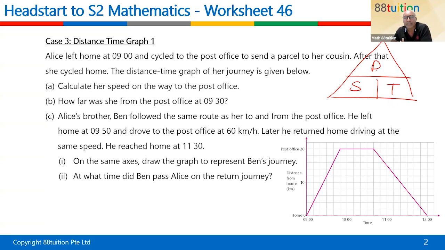So you can use this to easily compute. How to find distance? Distance will be speed times time. How to find speed? Speed is going to be distance divided by time. And how are you going to find time? Time is going to be distance divided by speed, right? So I think these questions are quite doable.